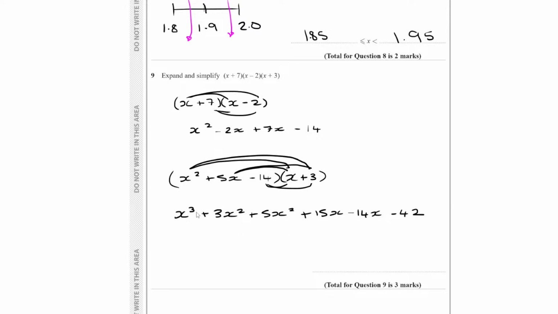if you do it in that order, do you see how the like terms are then next to each other? So when you then simplify it, it's kind of easier, I feel like. So if I simplify that, you get obviously x cubed. These two added together is 8x squared. 15x minus 14x is just plus x, and then minus 42. Okay, that's expanding triple brackets.